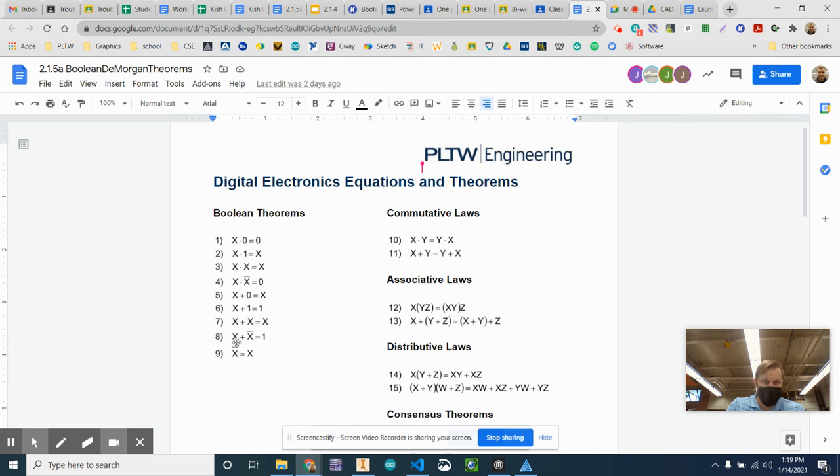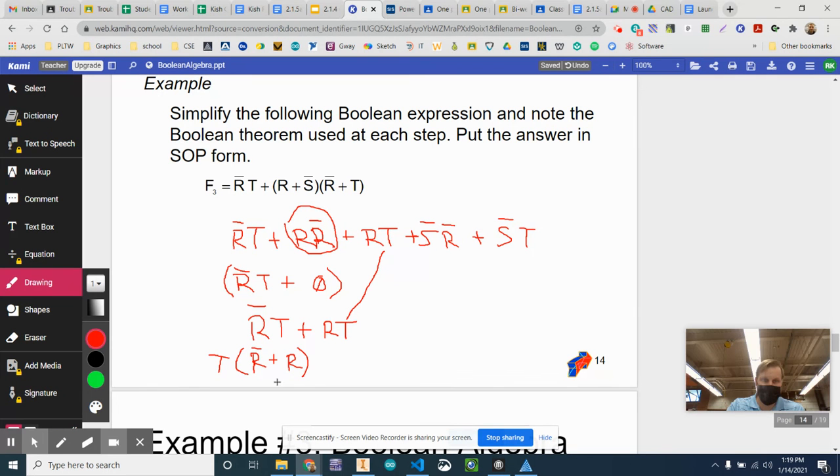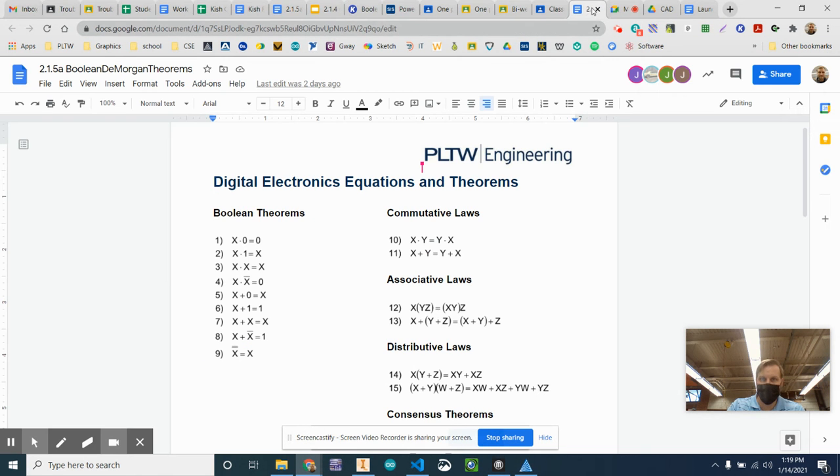It was an OR, right? Is going to be like X plus not X, which is 1. We're running out of space here. It's going to reduce to a 1. Oh, I'm out of slide space. And then basically T times 1 is going to be T.